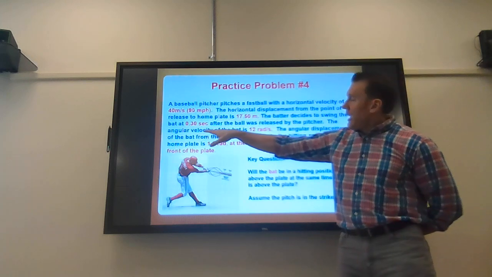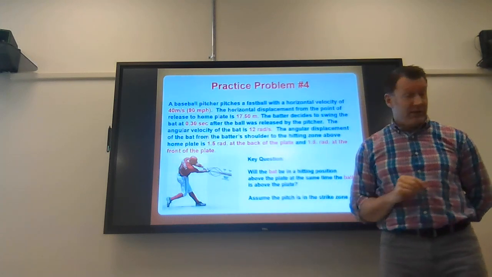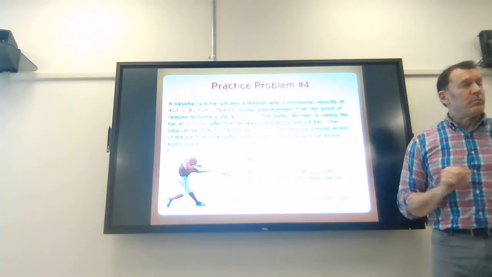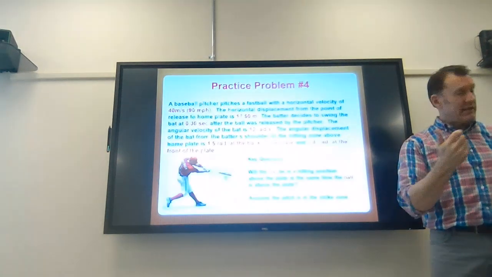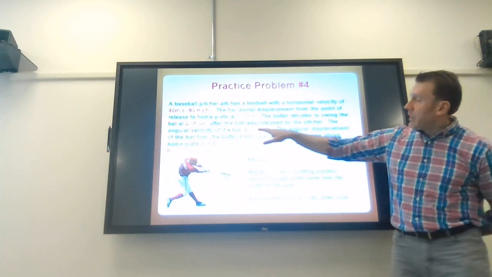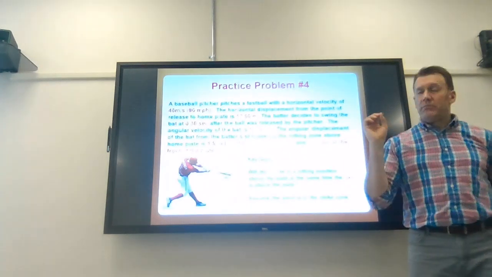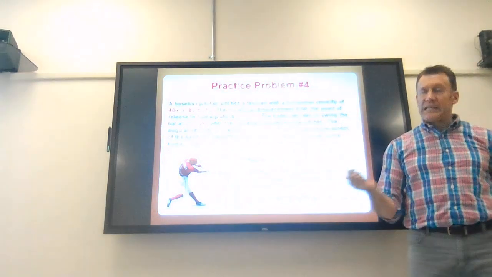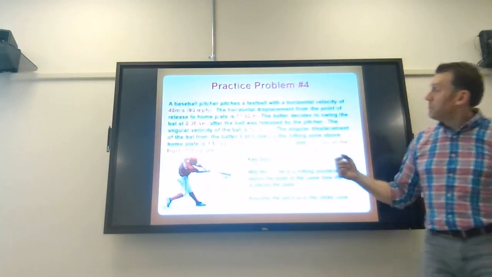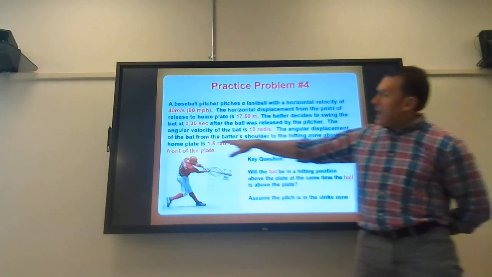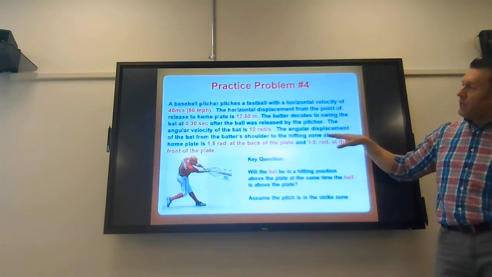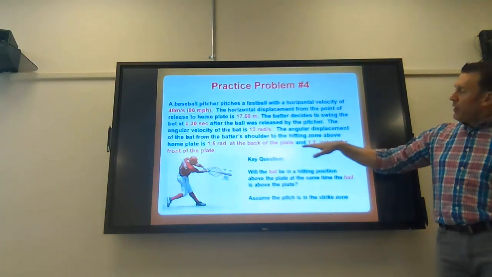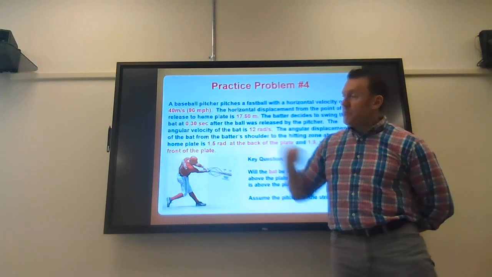The angular velocity of the bat, okay, so that's how fast this athlete is swinging the bat, is 12 radians per second. Swinging a bat is angular motion, right? So we've got to express that in units of angular velocity. So 12 radians per second, that's how fast the bat is being swung. The angular displacement of the bat from the batter's shoulder to the hitting zone above home plate is 1.5 radians at the back of the plate and 1.8 radians at the front of the plate.